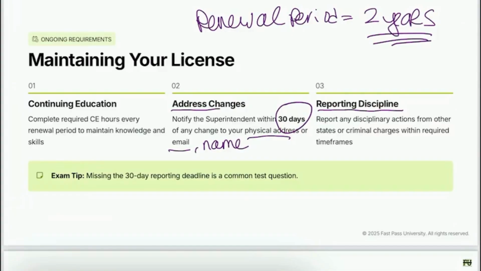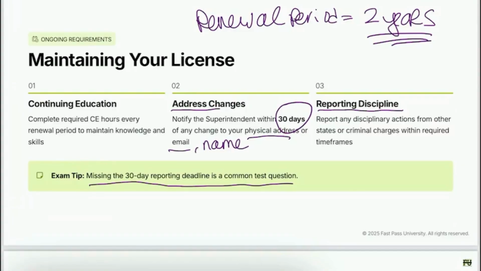If you do not do so, there are fines and penalties. You could get your license suspended, all types of things. Exam tip, missing the 30-day reporting deadline is a common test question, okay? You want to make sure that you know that number. So 2 years and 30 days to report. On top of that, like I just said, as long as you keep up with your continuing education and do your renewals, you never ever have to sit for the exam again.